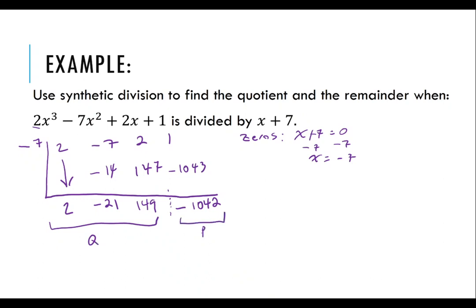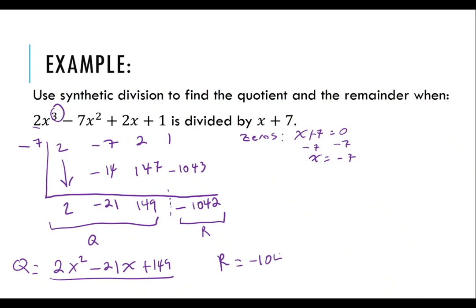Now, we can't leave them like this. We have to actually write them correctly. And so notice that this was a degree 3 polynomial that we were dividing into. And so this will be 1 degree less. So this is going to be 2x squared minus 21 times x plus 149. This is my quotient. The remainder is just negative 1042, and we found our remainder.